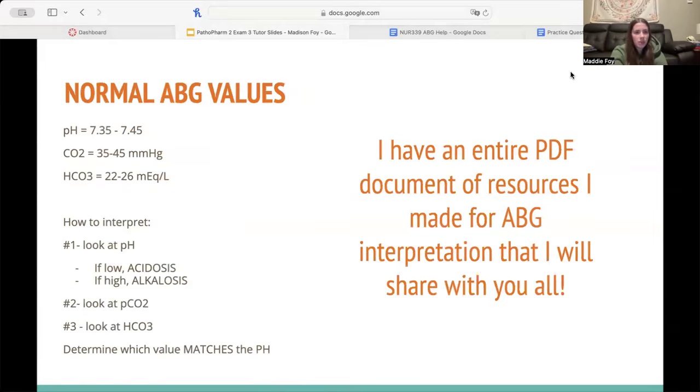Here are some normal ABG values. I did put that same note on there about the PDF of documents I made. I had a couple students over break email me that they were struggling with ABG interpretation. So here's a step-by-step process before I do some more practice questions.